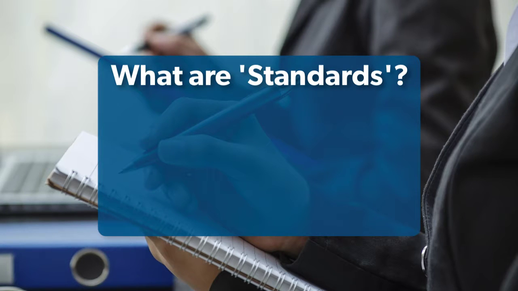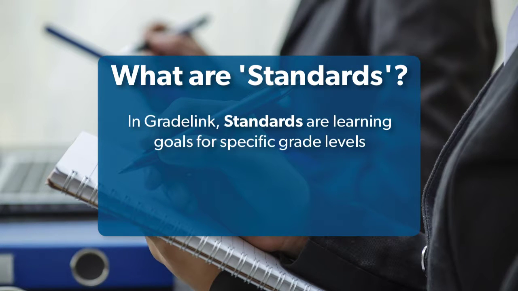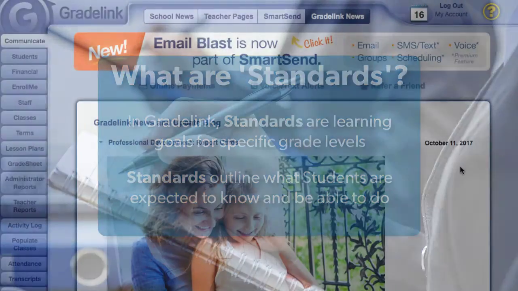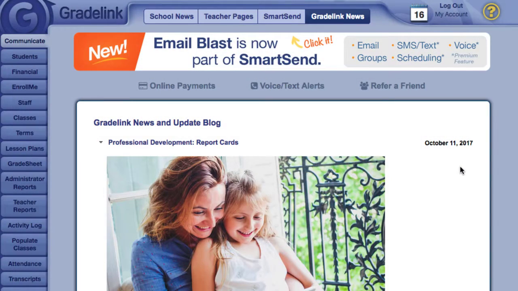While some schools might use a different name, standards in GradeLink refer to learning goals for each grade level, outlining what students are expected to know and be able to do. Let's get started. To begin setting up standards, we'll head to the Classes tab.